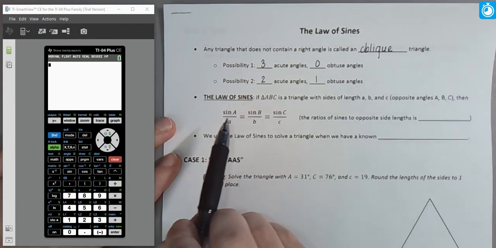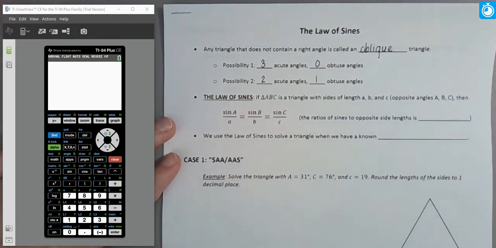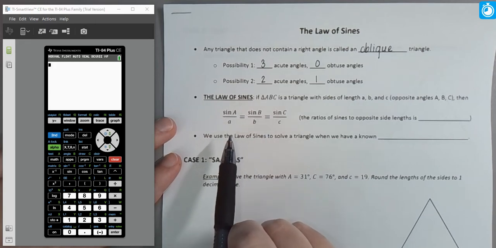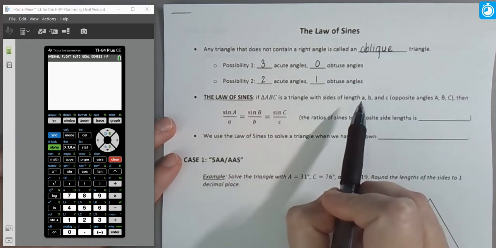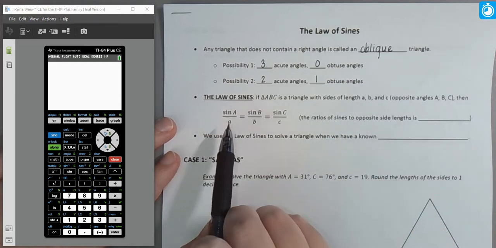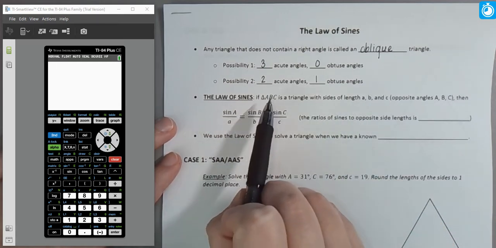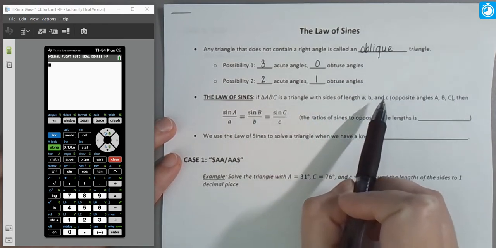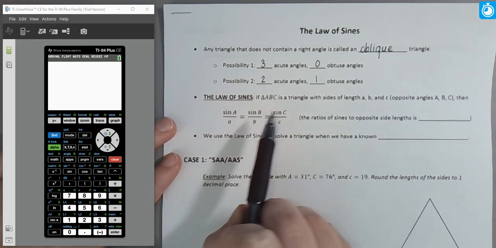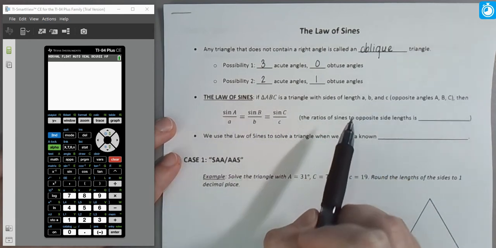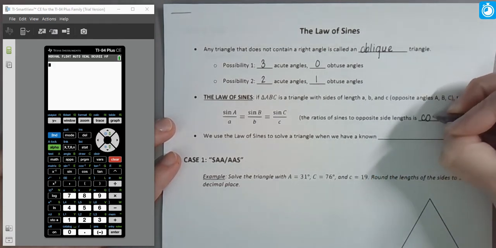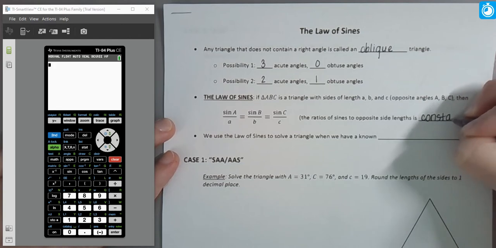The following is the relationship expressing the law of sines. If we were to take the sine of any angle, for instance angle A in the triangle, and divide it by the length of side a, that ratio is going to be the same if we were to repeat the process for angle B and side b, and then also angle C and side c. So what the law of sines tells us is that the ratio of sines to opposite side lengths is constant for any pair in the triangle.